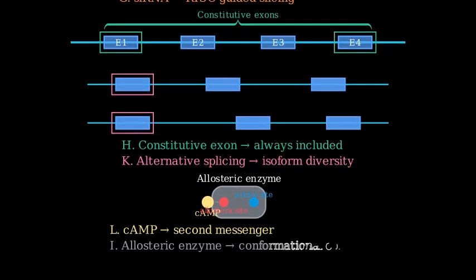L cAMP, a small cyclic nucleotide messenger. I allosteric enzyme, activity modulated by effector binding at a separate site.